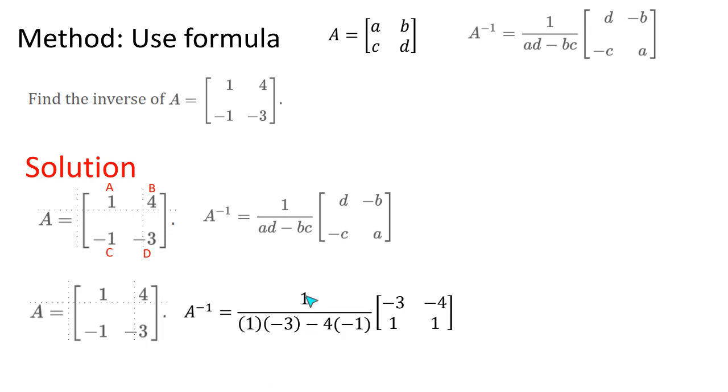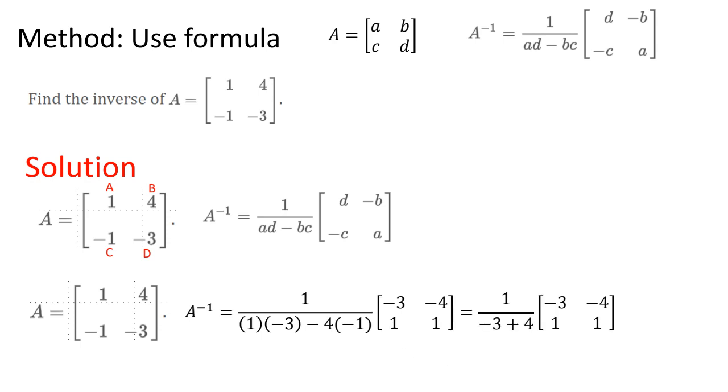Let's apply it now. So we have 1, and then A is 1, right? D is negative 3, B is 4, and C is negative 1. I'm going to switch my A and D. So now I have negative 3 and 1. And then my sign for 4, I'm going to change it to a negative 4. And negative 1, I'm going to change it to a positive 1.